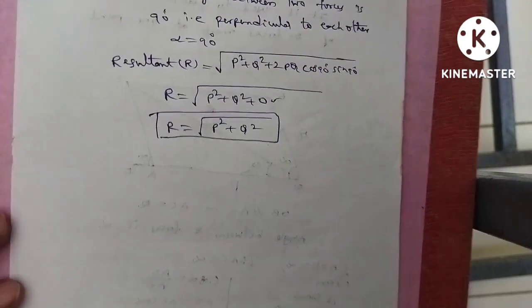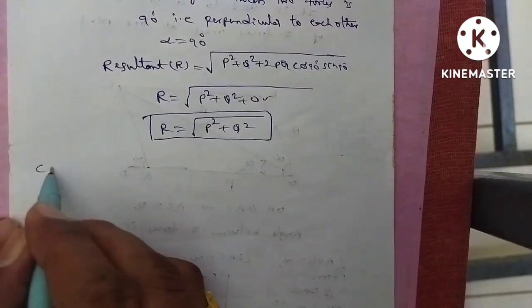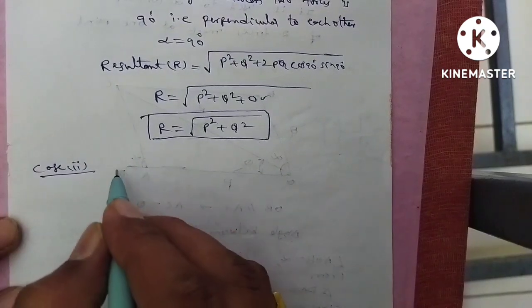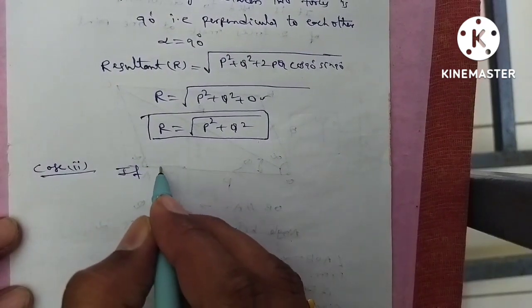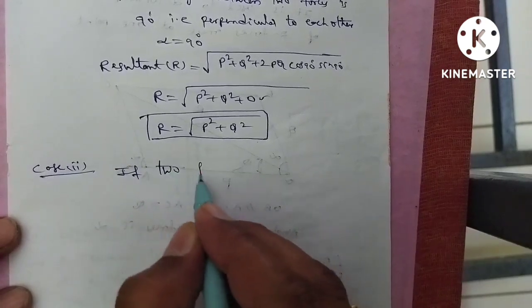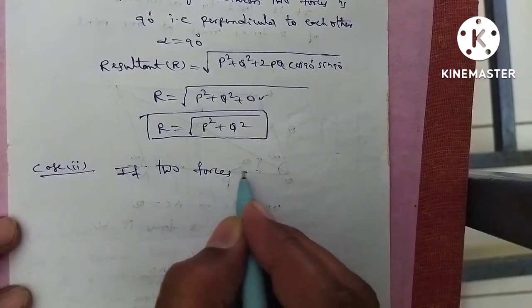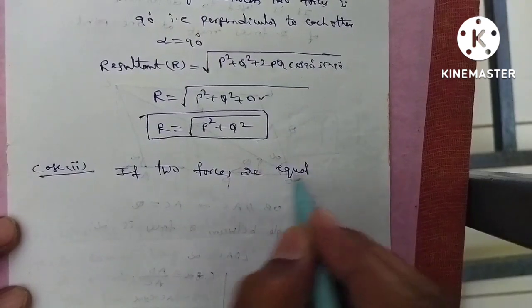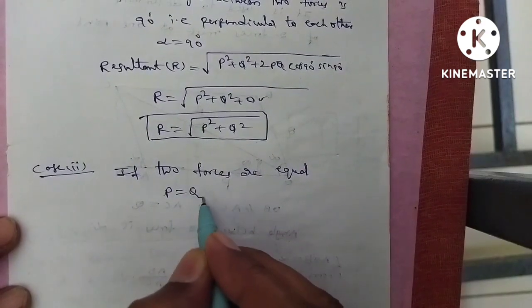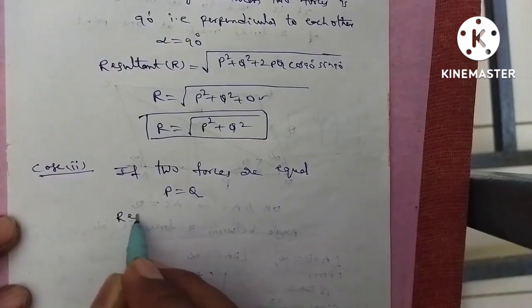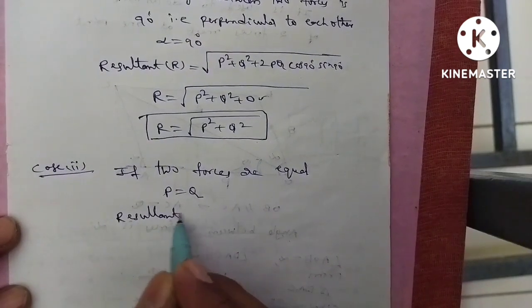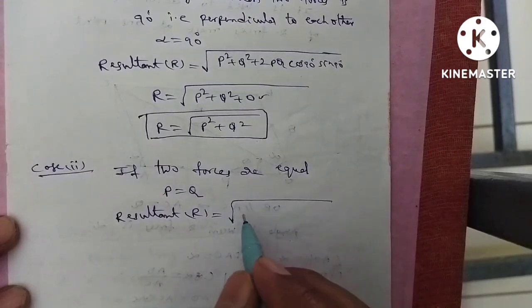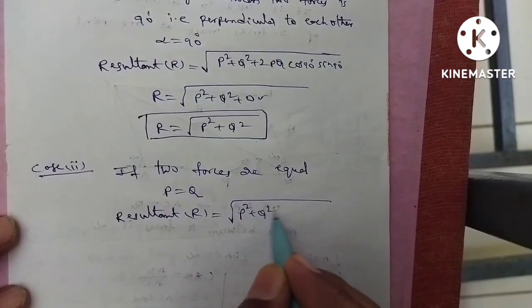Next, second case, case 2. So what is case 2 here? If the two forces P and Q are equal, that is P is equal to Q, in such a case, what is the resultant? So R is equal to square root of p square plus q square plus 2pq cos alpha, and here p is equal to q. So substitute p instead of q.